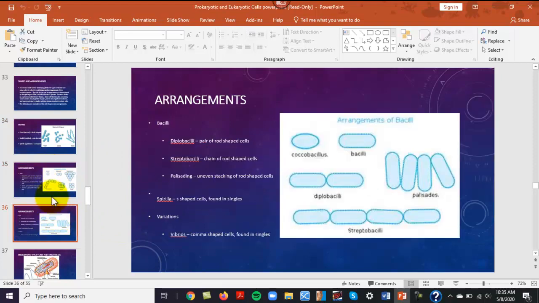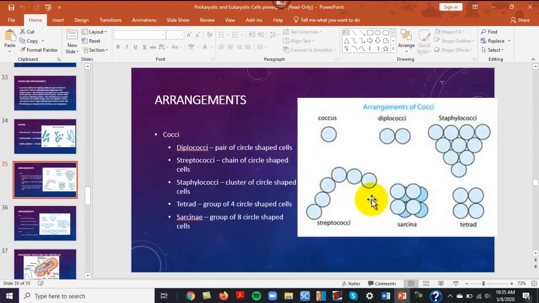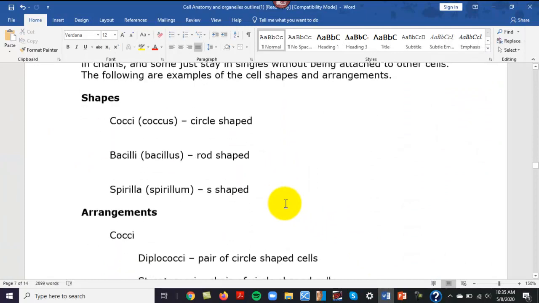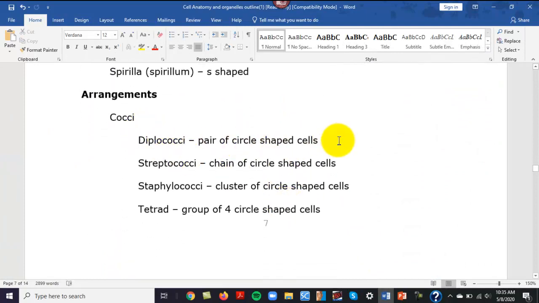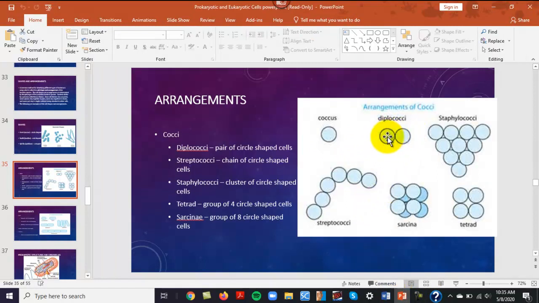And what ends up happening, depending on the species, is once a cell divides, sometimes they stay together in pairs and groups and that kind of thing. More strength in numbers. Cocci, a diplococci, pair of circle-shaped cells. There's one right there. Gonorrhea, Neisseria gonorrhea. If you do a gram stain on Neisseria gonorrhea, you get a gram-negative diplococcus. The circles, the cells are found in little pairs like that.